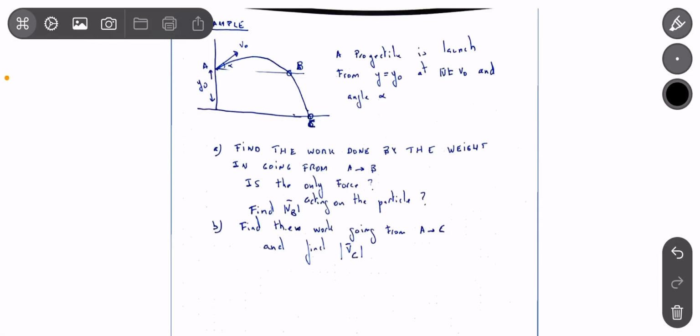So we're looking now at the problem that says a projectile is launched from y equals y initial at v initial at an angle. Then we look at: find the work done by the weight in going from A to B. Is that the only force acting on the particle? And we're going to find that variable.